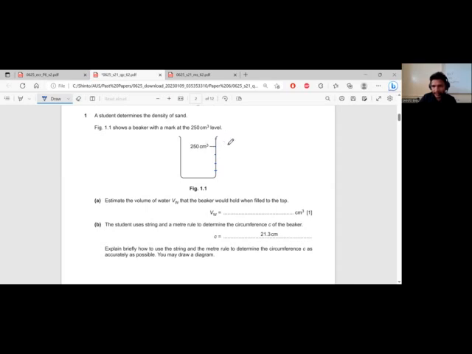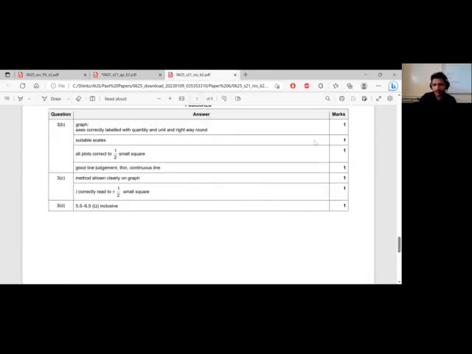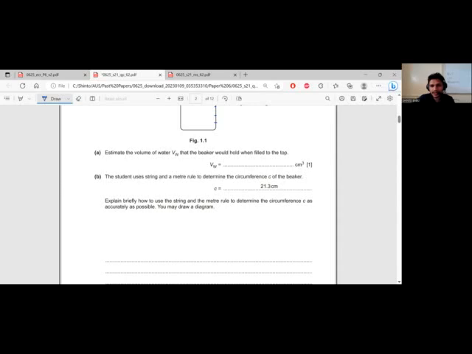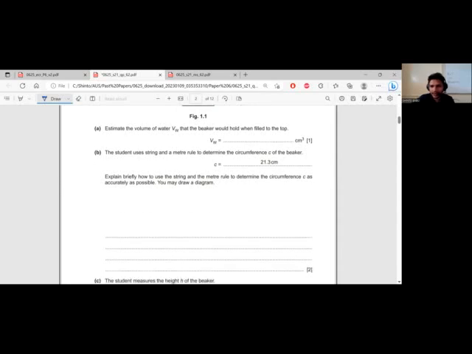So if your answer lies somewhere between 300 to 330 or something, that will be an ideal answer. And as per the key, you will be able to see that anywhere between 280 to 350 centimeter cube can be awarded 1 mark.